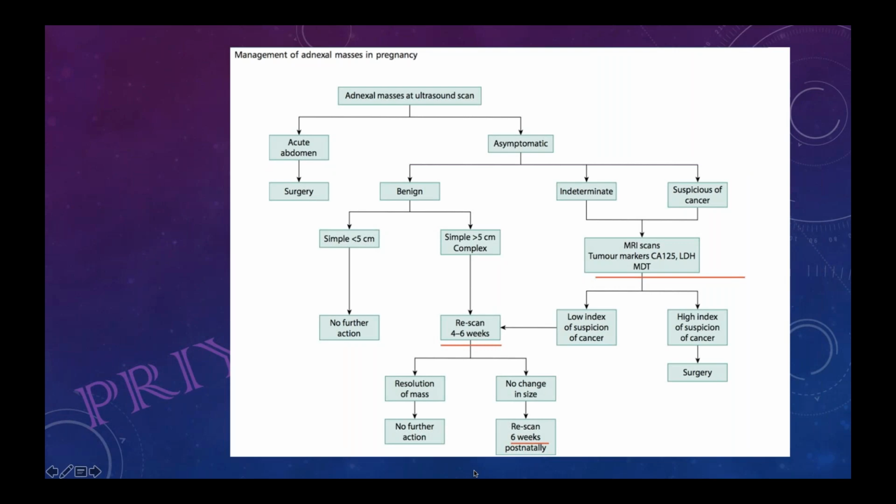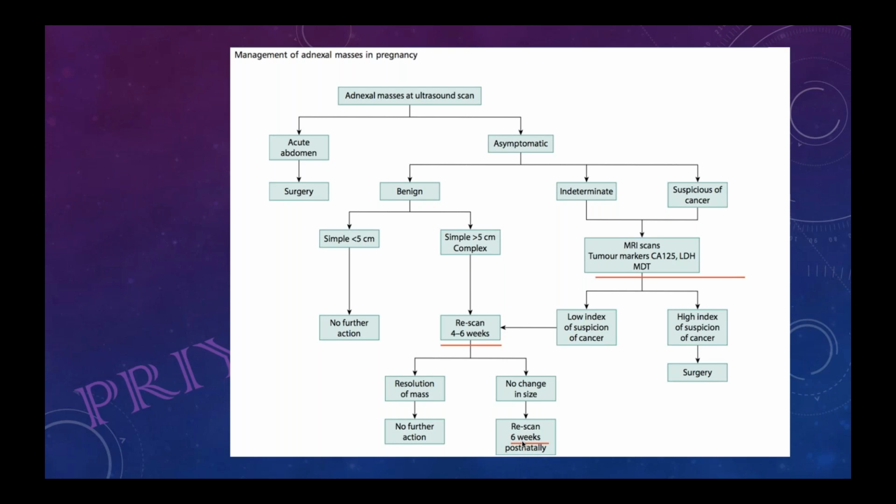So again, this is a summary of the management of adnexal masses in pregnancy. Most of the cases will be simple cysts. If it is less than 5 centimeter, we are not worried. More than 5 centimeter, after 4 to 6 weeks there will be a rescan. And if it is the same, still there, creating no problem, postnatally at 6 weeks we will scan again.